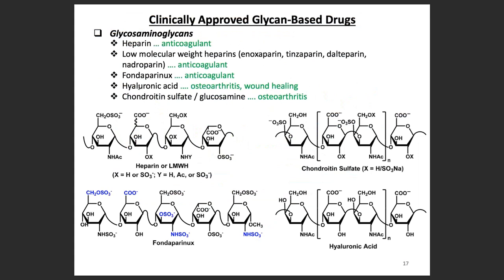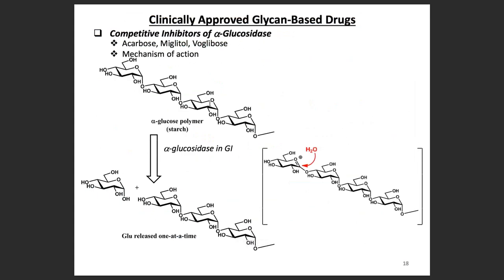Hyaluronic acid is also a drug, okay? It's used for osteoarthritis primarily, as well as wound healing. Chondroitin sulfate glucosamine is a drug, and it's also a supplement. So it's basically freely available if you go to stores. I want to quickly talk about glycan-based drugs with regard to diabetes.